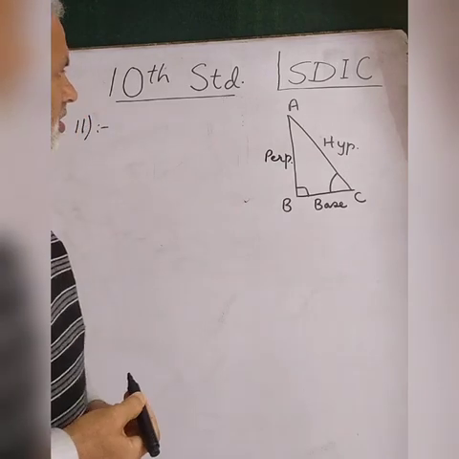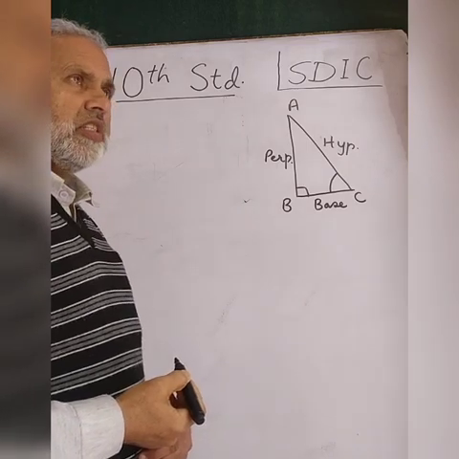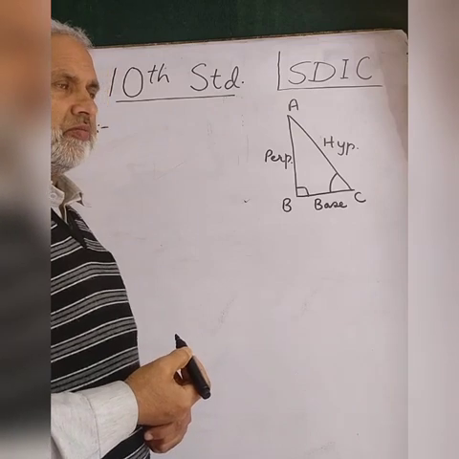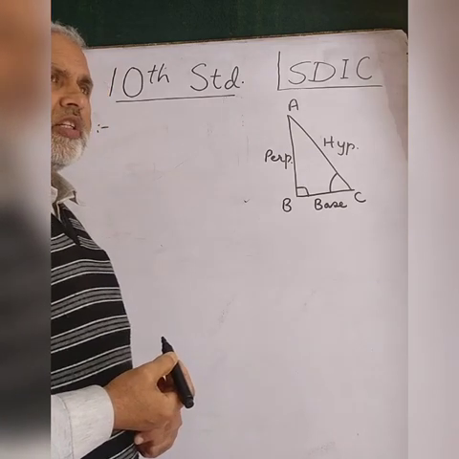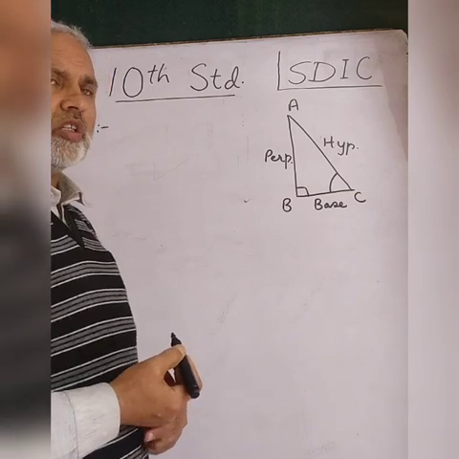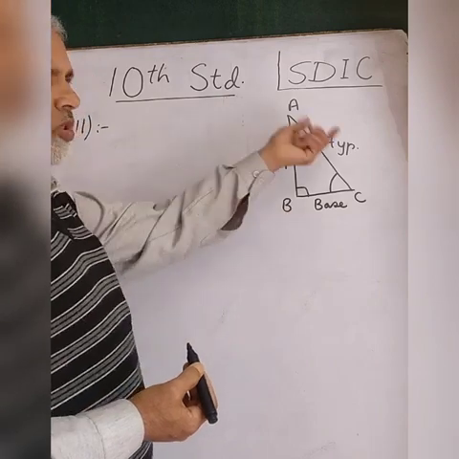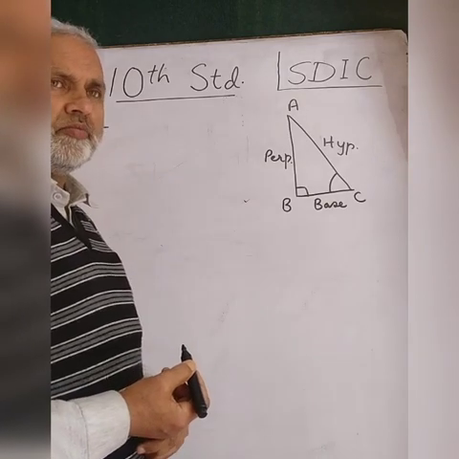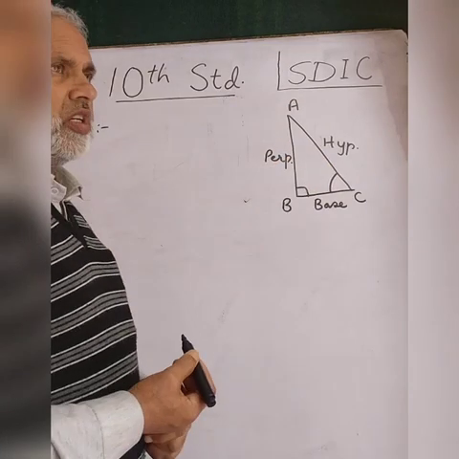Now, if you look at this figure, one of the results you have read in class 9, we have proved hypotenuse is the longest side of the right triangle. Out of the three sides, hypotenuse is the longest side. We have read that the side opposite to the larger angle is longer. Here angle B is the largest angle, so the side opposite to this will be largest. AC is the largest. We have proved this in class 9. In a right triangle, hypotenuse is the longest side.